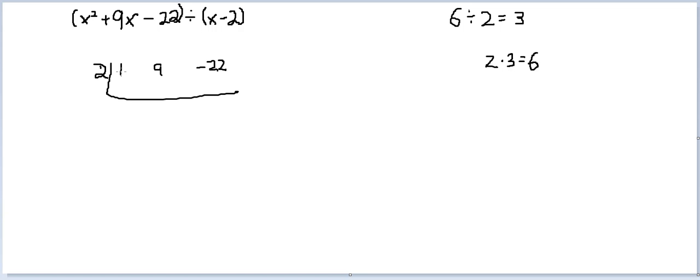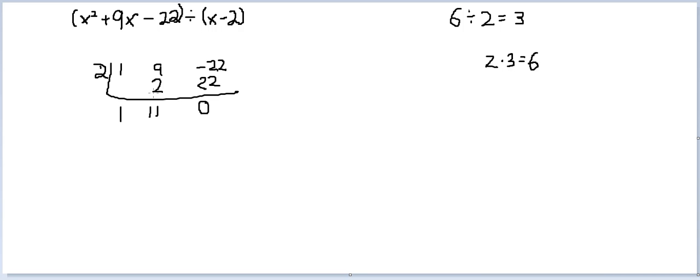All right, so now real quick, we're just going to do our noodle lumpus work here. So bring down the 1. You multiply 2 times 1 to get 2. You add 9 plus 2 to get 11. You multiply 2 times 11 to get 22, and then negative 22 plus 22 equals 0. If that was a little fast for you, then go back to the synthetic evaluation video, where I explain in more detail how to do that actual part of it.